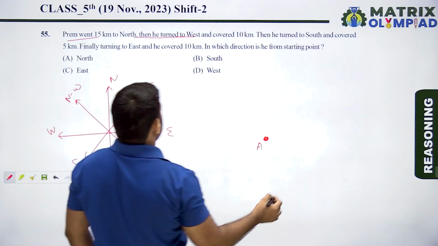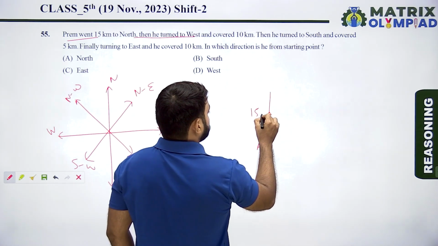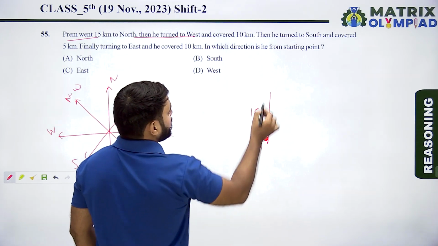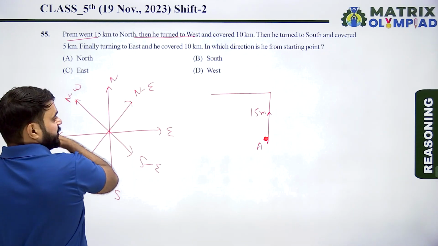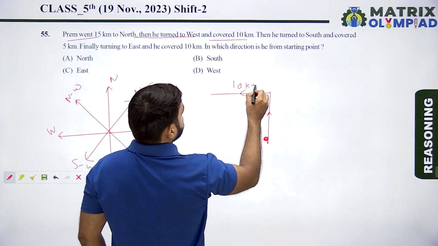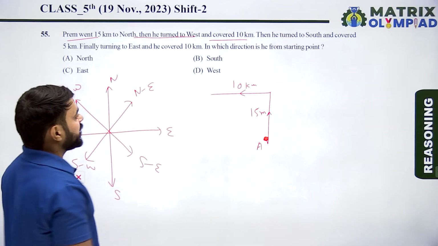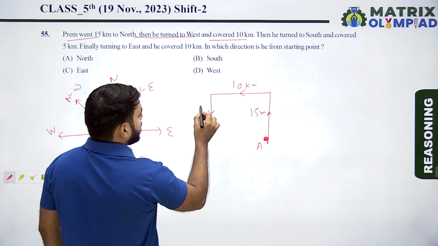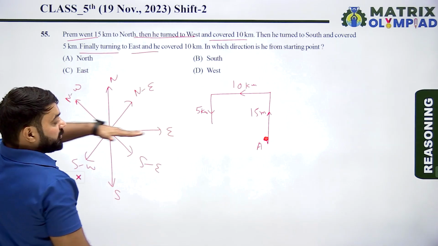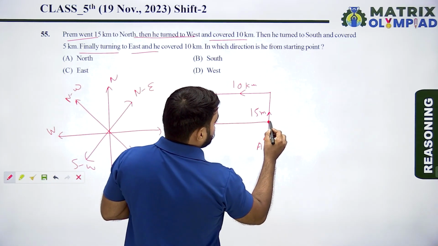Prem went 15 kilometers to north. Prem goes 15 kilometers towards north direction. Then he turned to the west and covered 10 kilometers. Then he turned to the south and covered 5 kilometers. Finally turning to east and covered 10 kilometers.